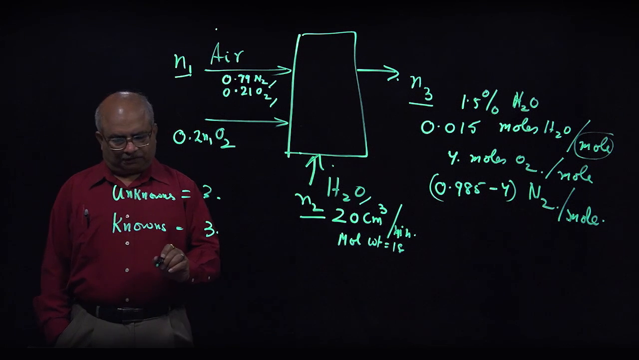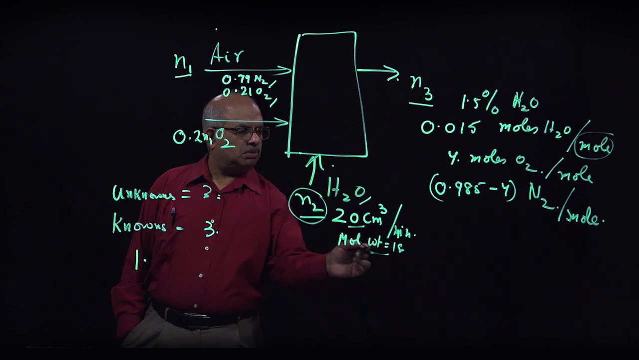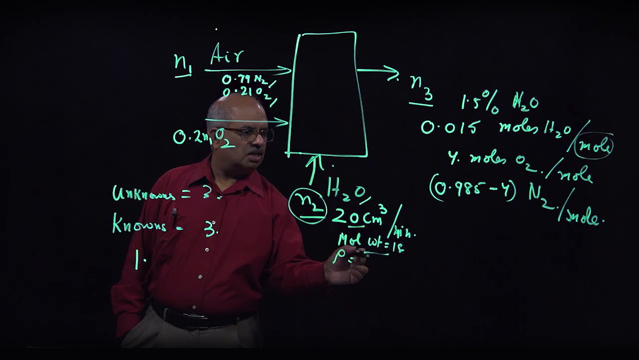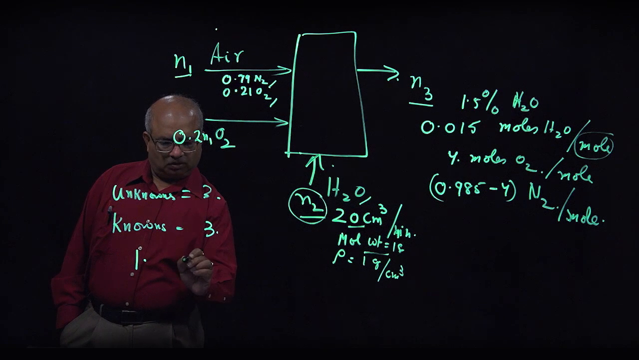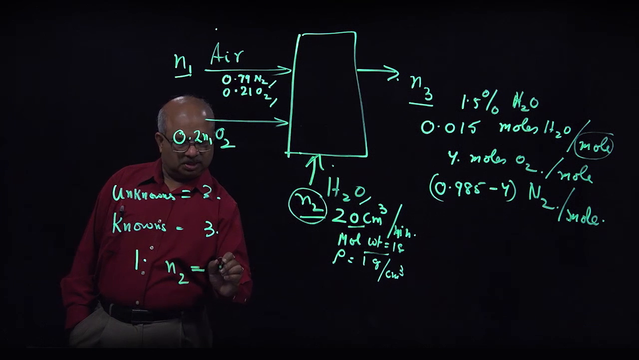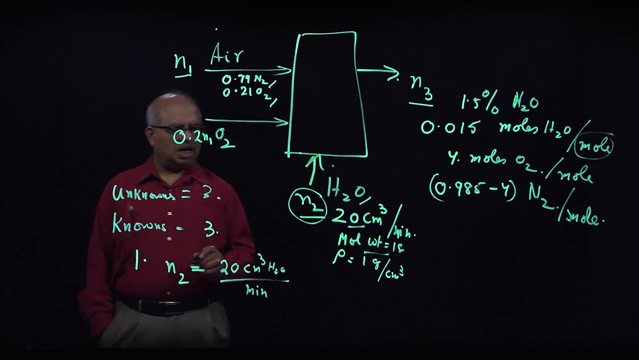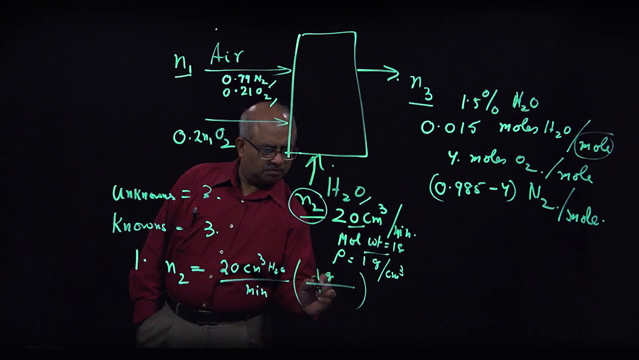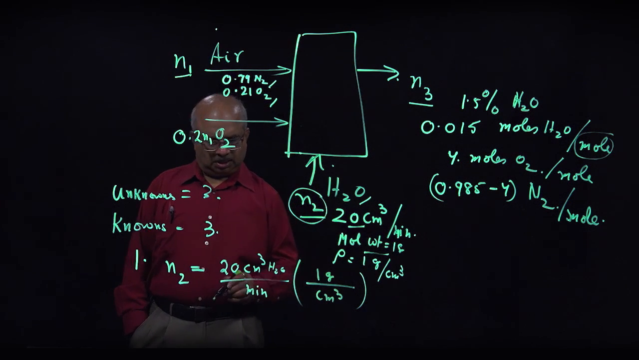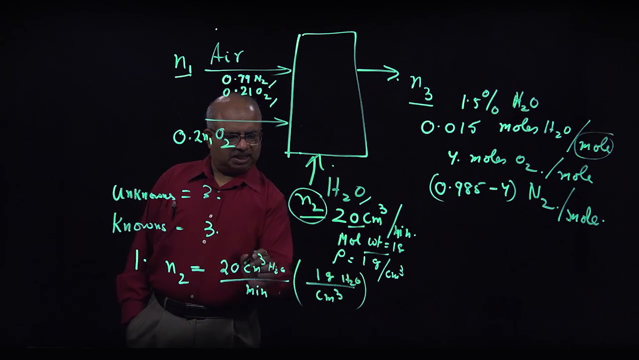Let's start how to solve. The first step is to figure out this one, because we know the flow rate, the molecular weight, and the density of water, assuming it is 1 gram per centimeter cube. So N2 is equal to 20 centimeter cube of H2O per minute, the flow rate, and the density is 1 gram of H2O per centimeter cube. Once we multiply this volume by density, we get grams.